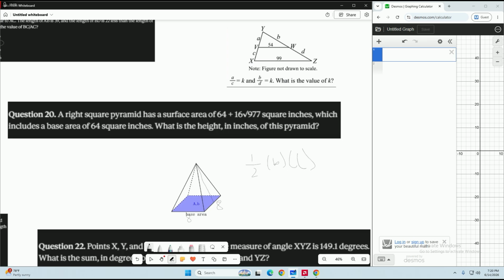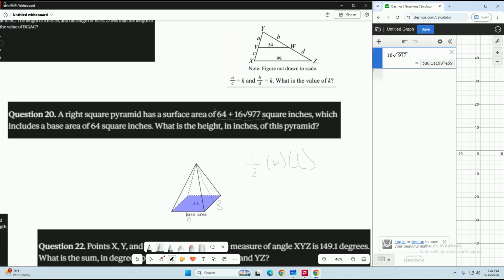I'm going to call that L, which is a slant height. So if I can determine a value for the surface area of the lateral faces, which is all 4 of these triangles, I can find that out since I have the total surface area. Since I know the base area is 64, I can just subtract 64 from this, which will remove the 64. So that means 16 square root 977 is the area of all 4 of the lateral faces combined.